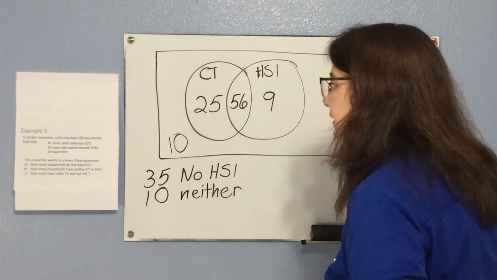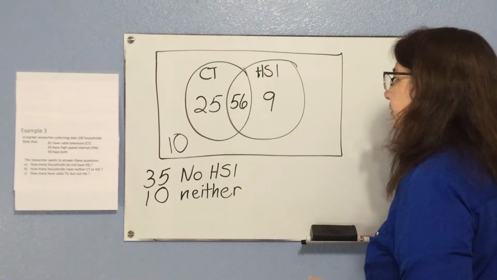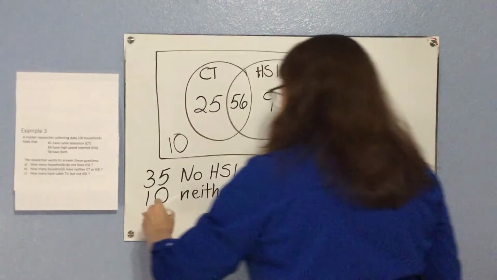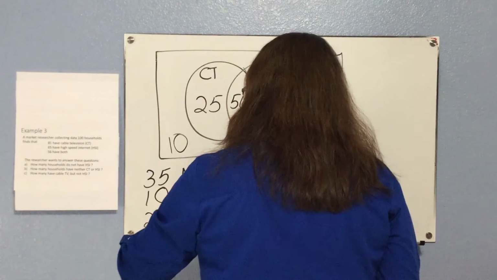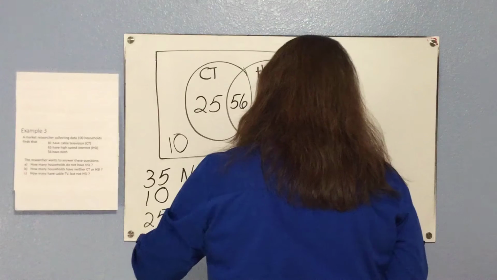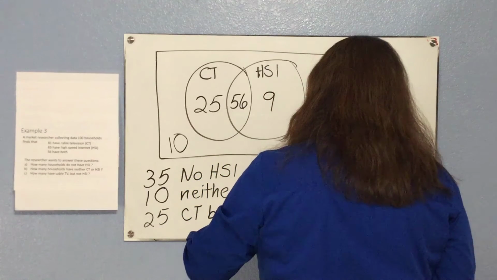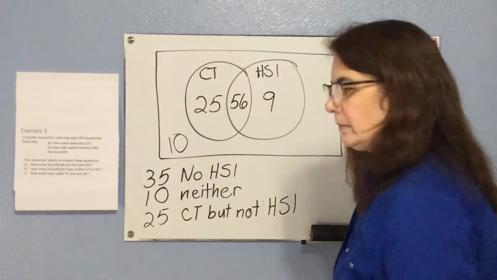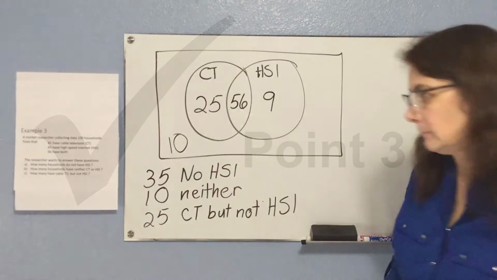And then lastly, how many have cable TV but not high-speed internet? Again, we've already worked it out. We just need to look at the diagram to see that there are 25 that have CT but not HSI. So pause the video now and work on checkpoint 3.